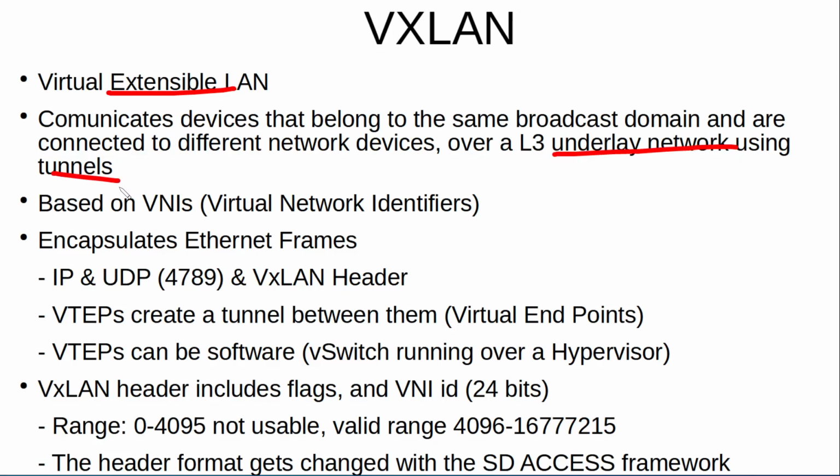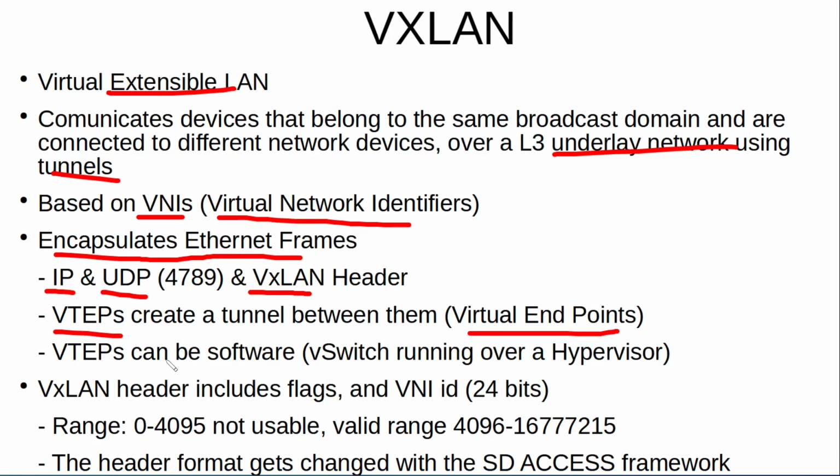In order to identify traffic, VXLAN will use VNIs, that means virtual network identifiers. It will encapsulate Ethernet frames using an IP header, UDP header, and a VXLAN header. The actual devices that will be creating the tunnels will be known as VTEPs or virtual endpoints. You can have a software-based VTEP, for instance, a virtual switch running over a hypervisor.